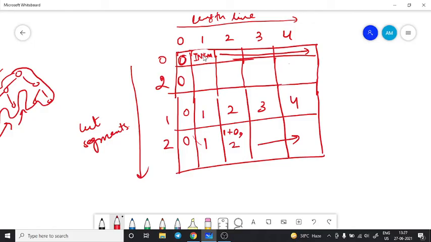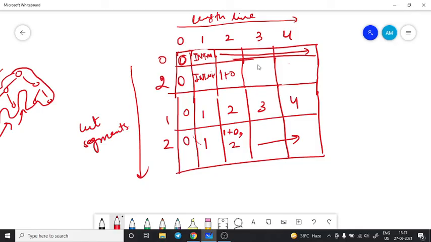So again it will be initialized to integer minimum, correct? Now that's not an issue. Now if I come back to 2 here, I will be having 1 plus 0, that is 1 for this cut segment, and for the remaining length 0, I have 0. There is no issue till now.